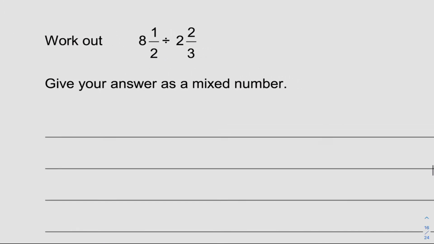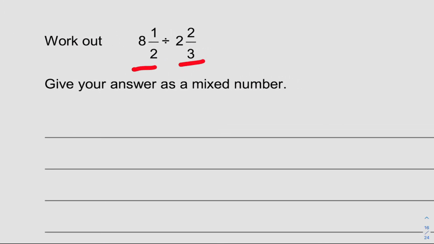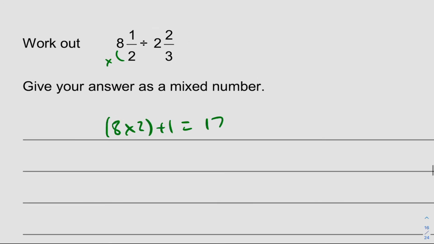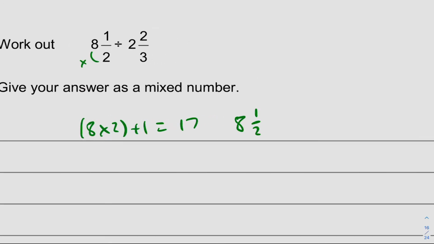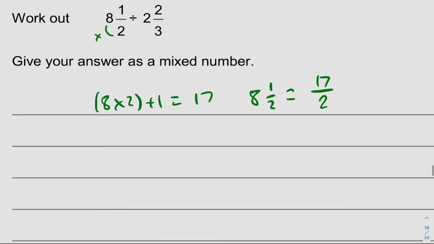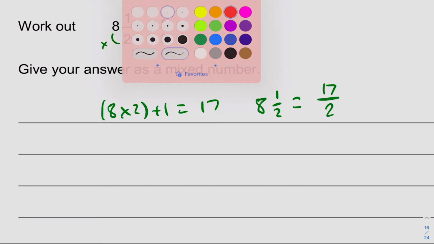So the first thing to do is to convert both of our mixed numbers into improper fractions, and the way to do this is we multiply the 8 by the 2, so the whole number by the denominator, and then we add our numerator, which is 1. So we do 8 times 2 and then plus 1, which leaves us with 17. So we can then say that 8 and 1/2 is equal to 17 over 2, and the denominator stays the same. We'll then do the same for our other fraction.